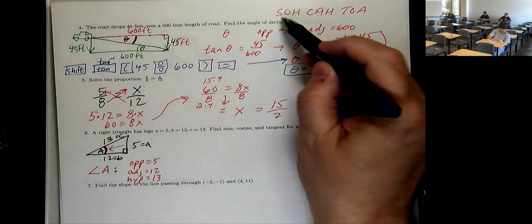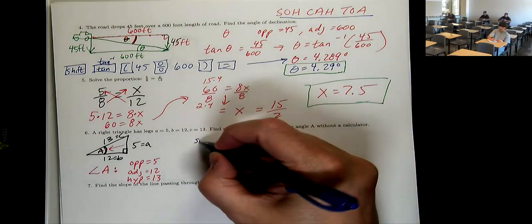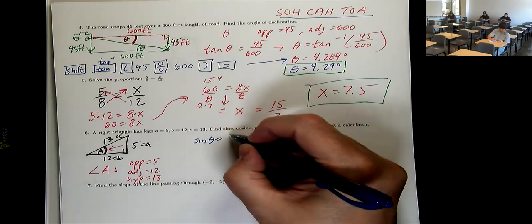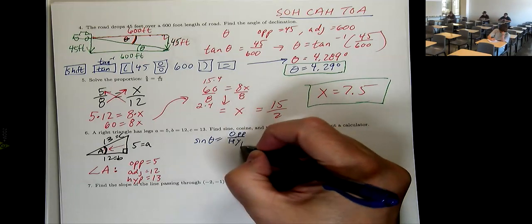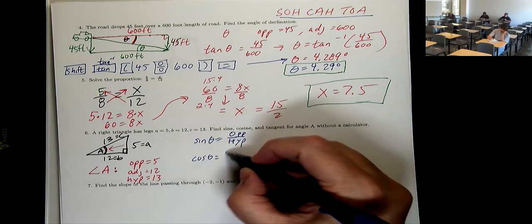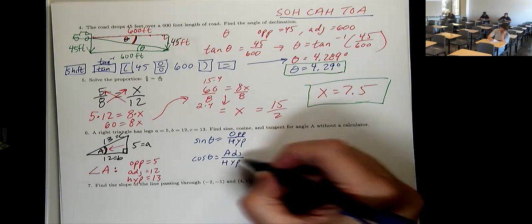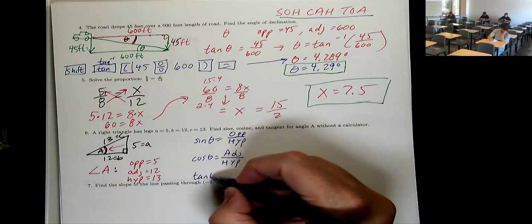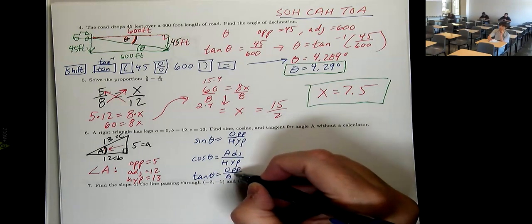We have that little mnemonic up there. It means sine of theta is O over H, which is opposite over hypotenuse. Cosine theta is A over H, which is adjacent over hypotenuse. And tangent theta is O over A, which is opposite over adjacent.